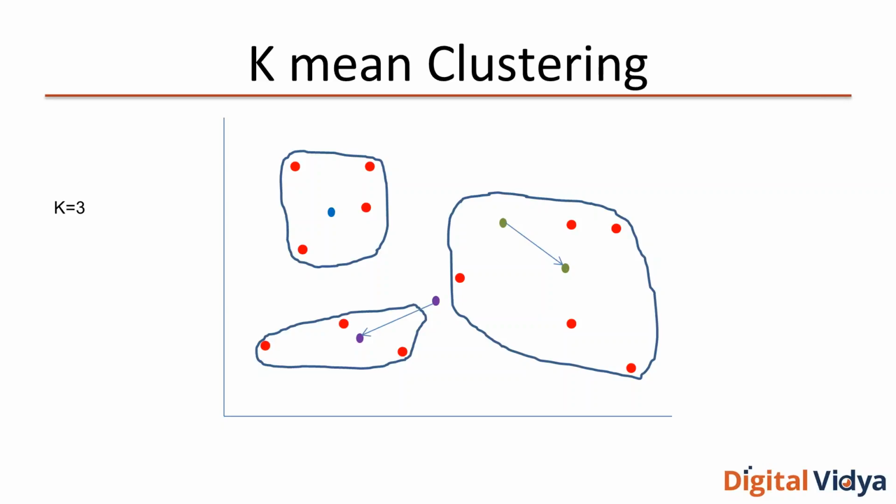So it's a very simple algorithm, and this is how it works. So at the end, you get the desired clusters. So is the description clear?